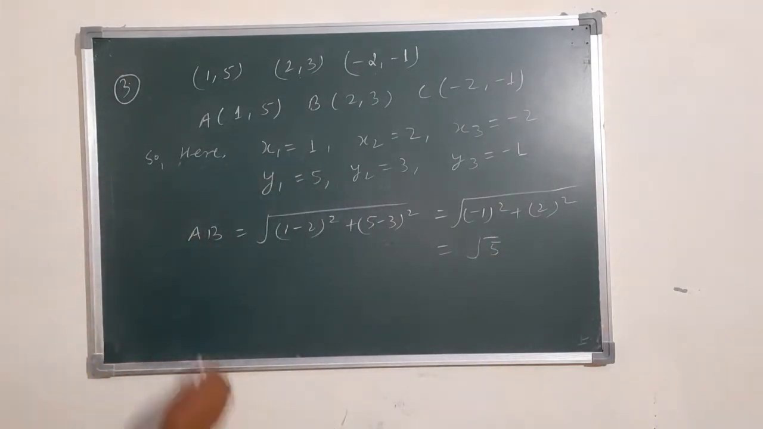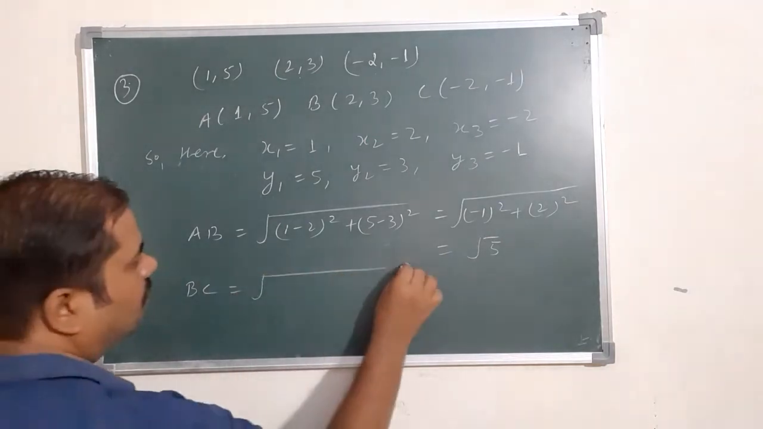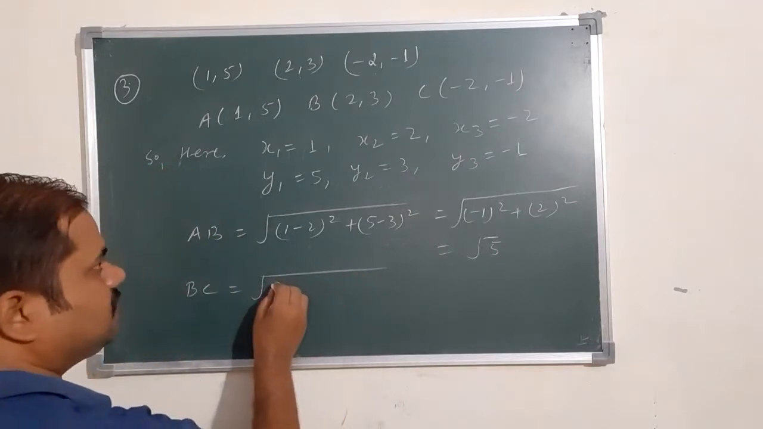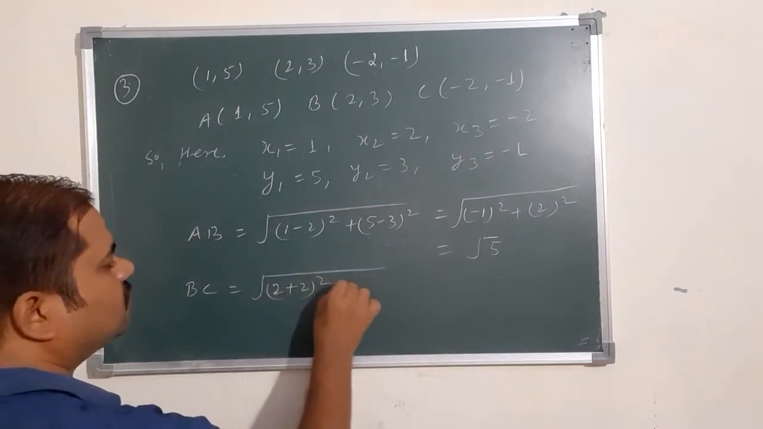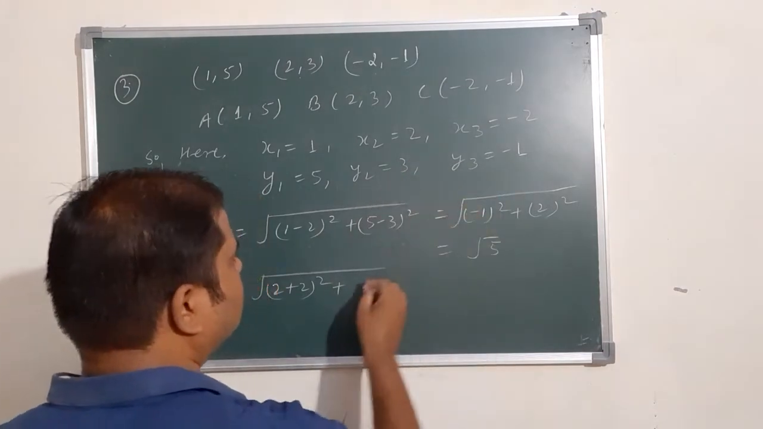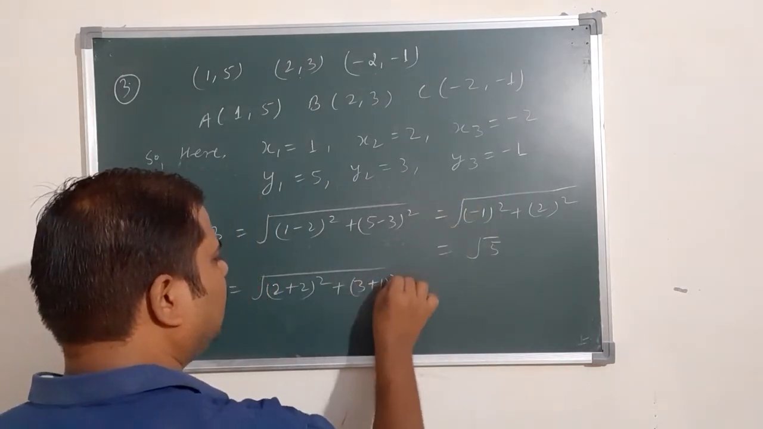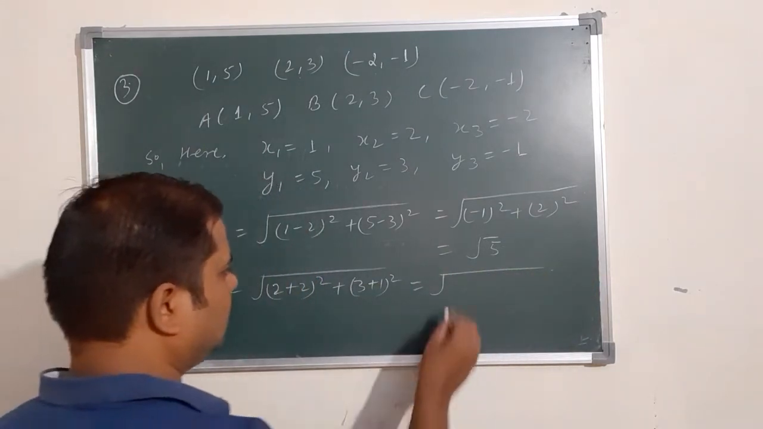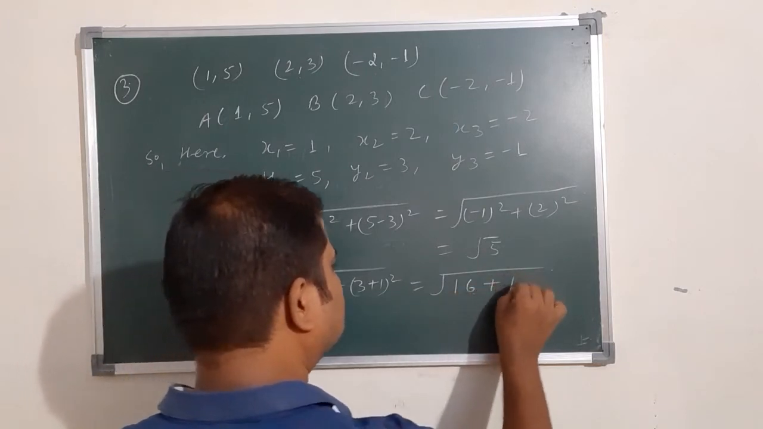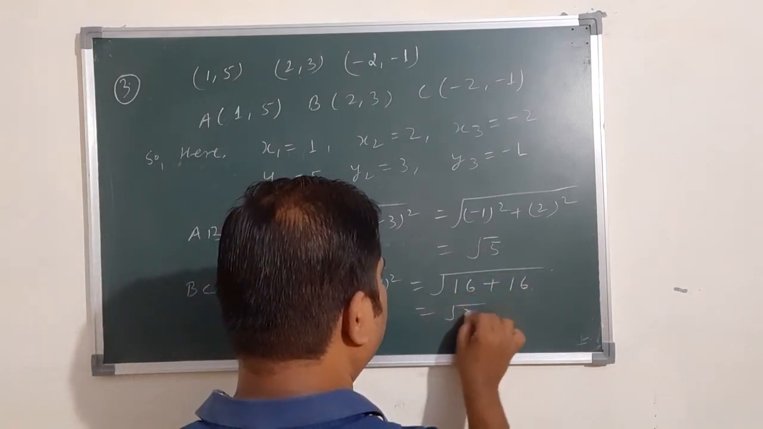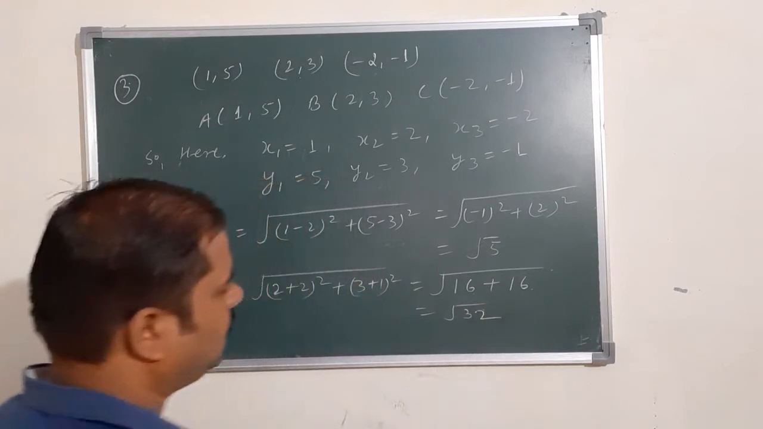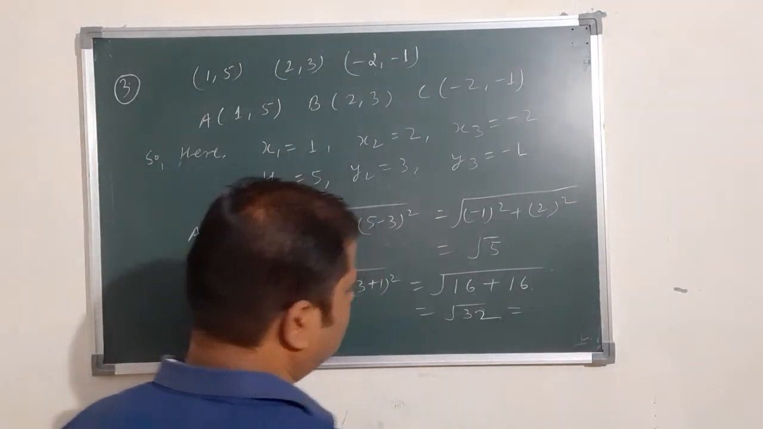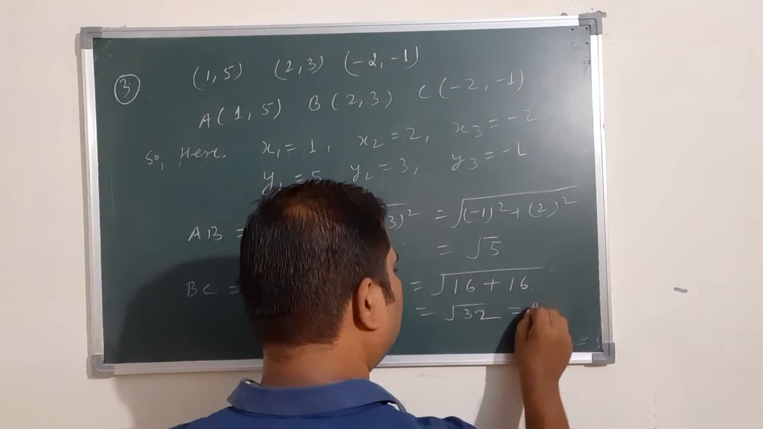Now we find BC. BC is the root of (x2 minus x3) whole square, that means (2 plus 2) whole square, plus (y2 minus y3) whole square, that is (3 plus 1) whole square. This is 4 square, that is 16, and this is also 4 square, that is 16. So this is root of 32. Root of 32 means 16 times 2, so 4 root 2.